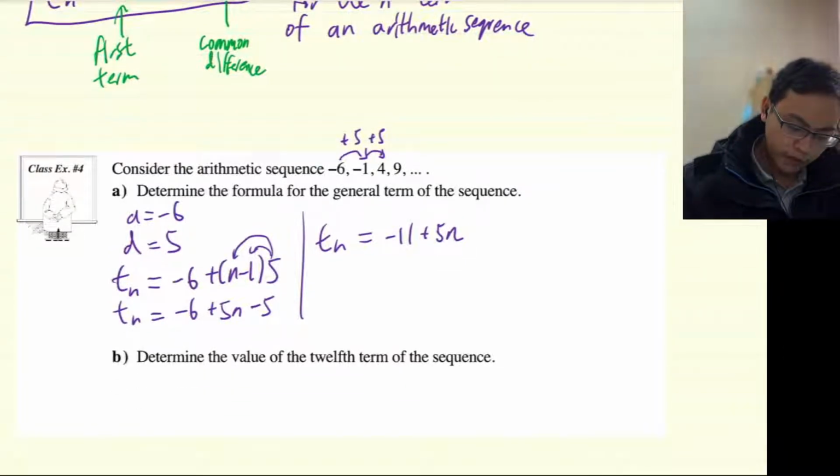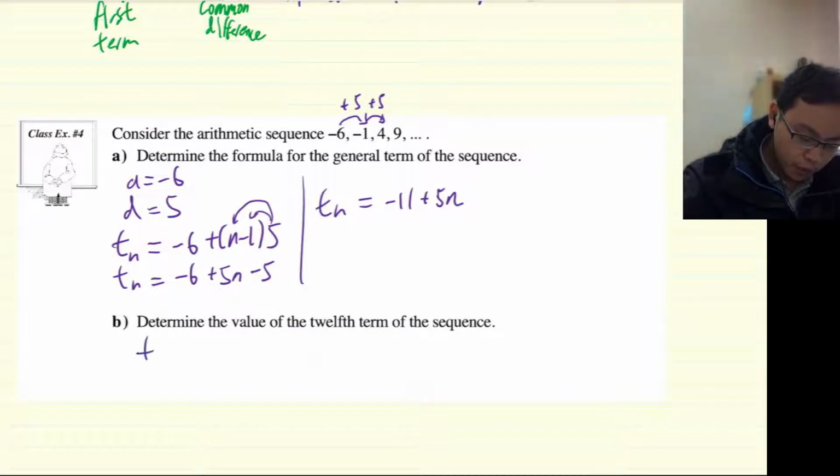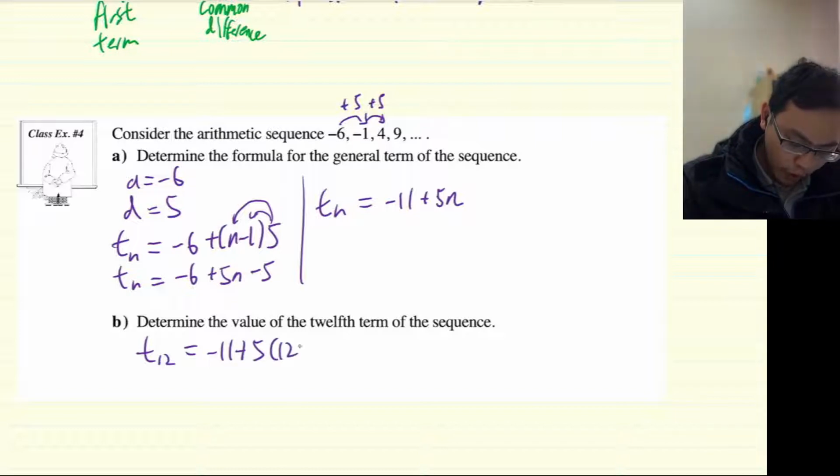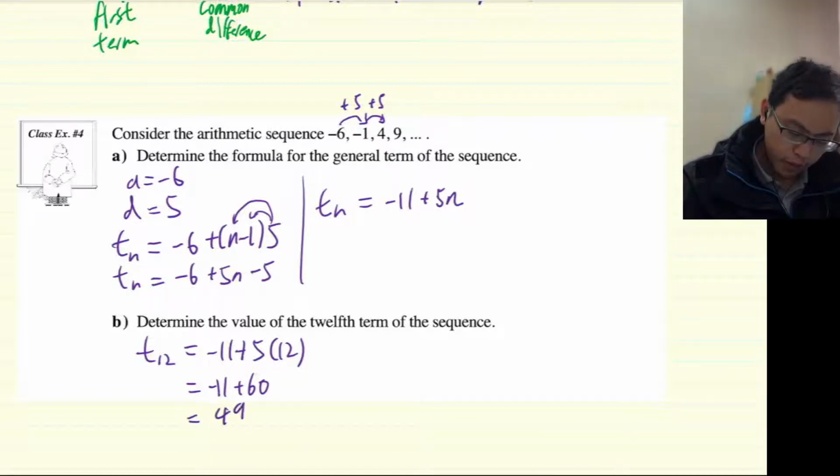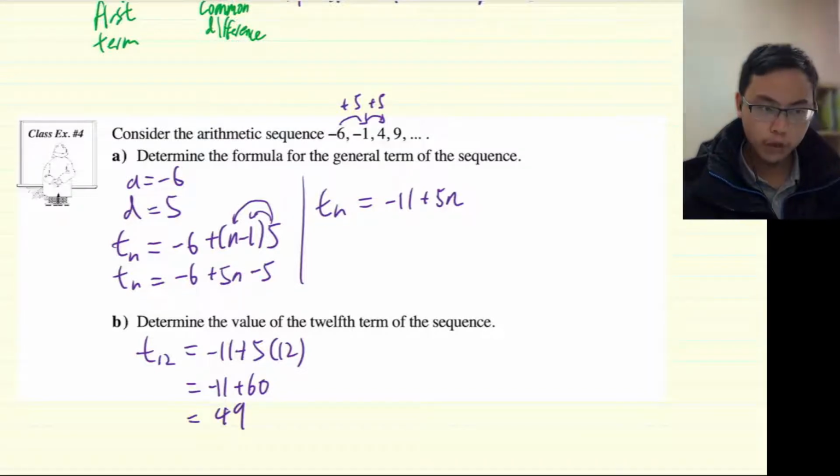So determine the value of the 12th term. So we want to do T of 12. That's going to be -11 plus 5 times 12. And that's going to be -11 plus 60, which is going to be 49. Okay, so the 12th term is 49.